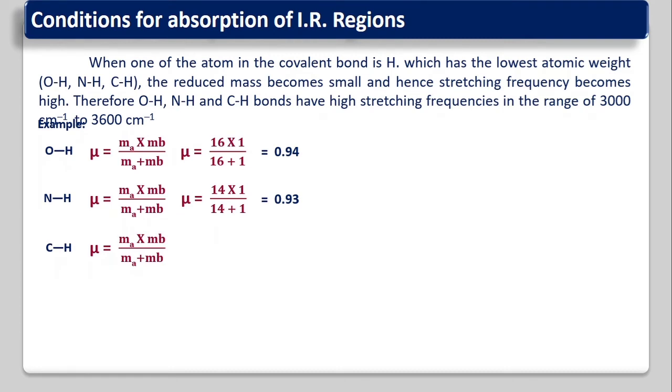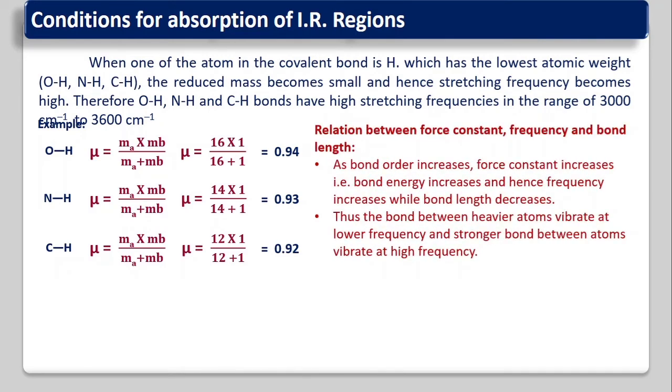Third one is CH. The mass of carbon is 12. So the reduced mass will be 12 into 1 divided by 12 plus 1, which will be 0.92. So the reduced mass is less, and the stretching frequency is inversely proportional to the reduced mass. So if the reduced mass is less, the stretching frequency will be higher.